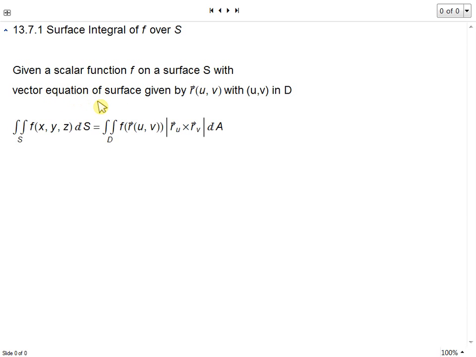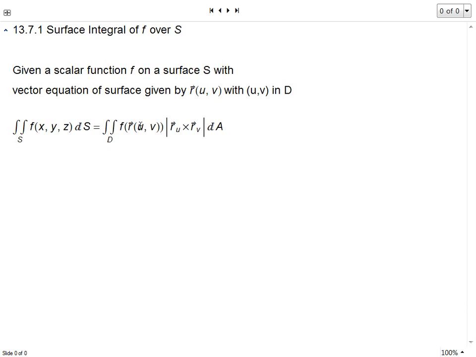and we have the vector equation of that surface given by the parametric equations, r of u, v with u, v in D. Then the double integral over S, okay, it has to be double, not a single, because it's a surface, not a line or a curve that we're integrating over, of f dS, so this means with respect to surface area, not with respect to arc length, turns into the double integral over D of f of r of u, v.